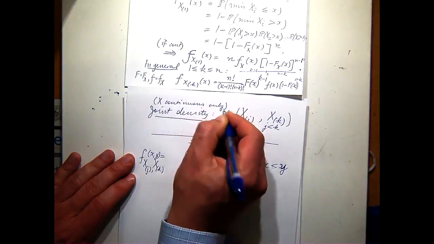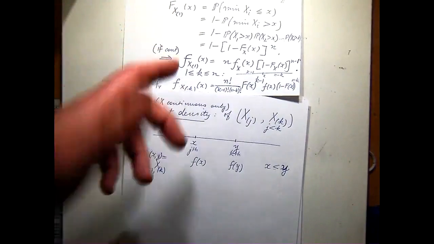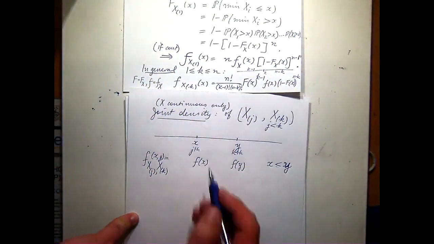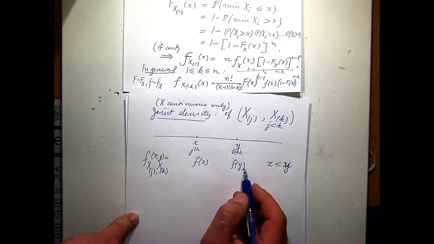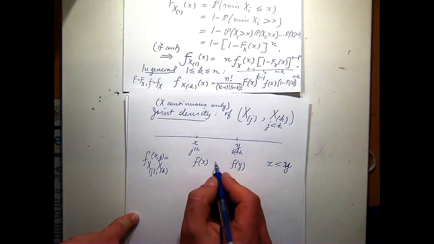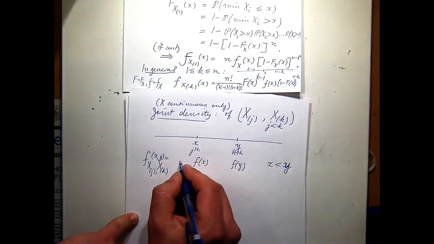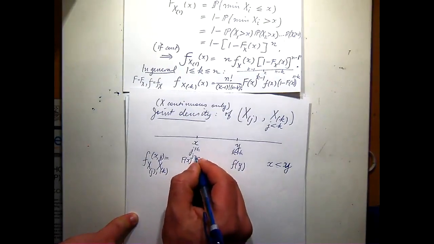So the only case where I said anything definitive about the non-continuous case is for minimums and maximums. That's kind of less interesting. So I'm going to have that one there, and then how many observations are going to have to be to the left of x? Well, that's j minus 1. So that's f of x to the power j minus 1.